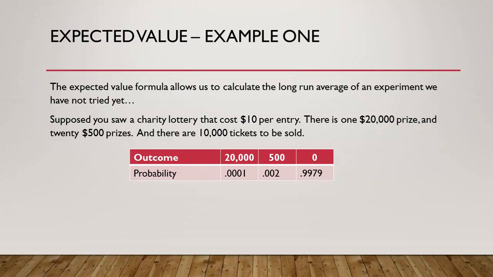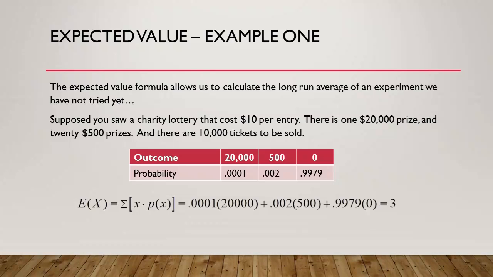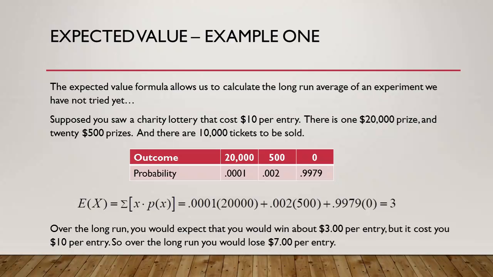I have a possibility of winning $500. That only happens 20 times out of 10,000. And I have a possibility of winning nothing, and that's the rest of the tickets. That will happen 99.79% of the time. So to find my expected value, I take each outcome times its probability and add them up, and I'll end up with 3. So over the long run, I would expect to win $3 for every entry.